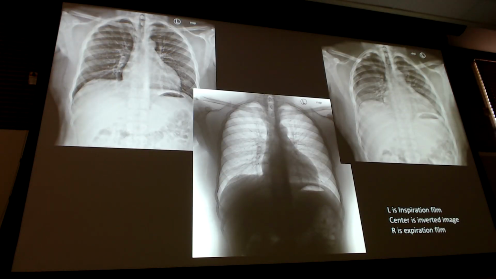So that's just showing you where those expiratory films could come in. If I end up having a patient that I suspect of pneumothorax, and I can't really tell if I can see it or not, we can do an expiratory film just to verify and see if I'm missing something or not.